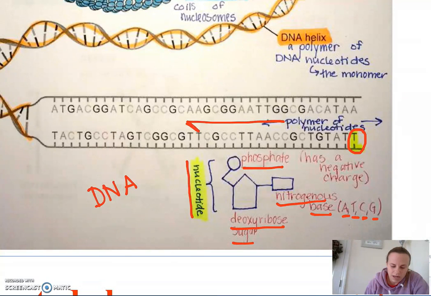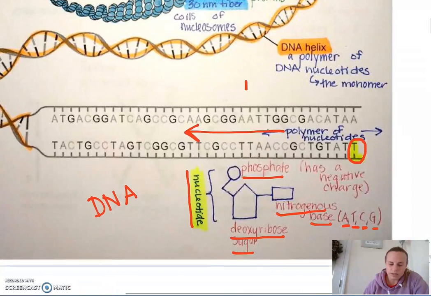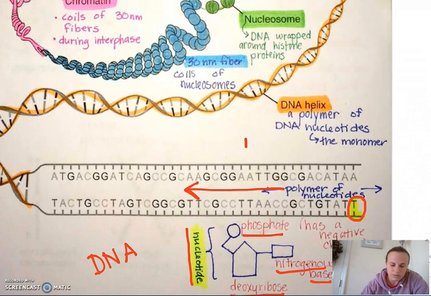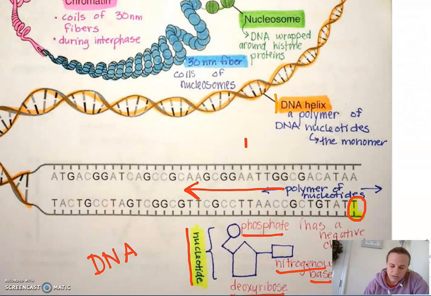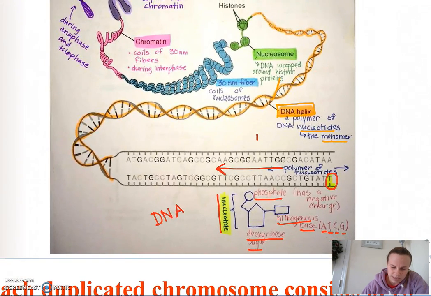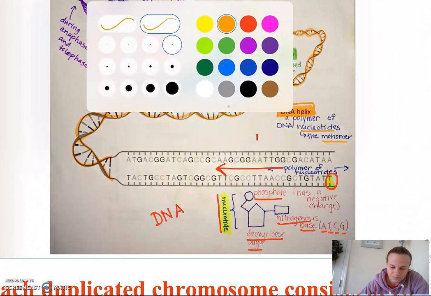Here are our polymers of nucleotides, which is ultimately going to form our DNA helix. So here's your DNA helix, right? That's your double helix, your twisted ladder, which is just the polymer of DNA nucleotides, where the nucleotide is the monomer of DNA.